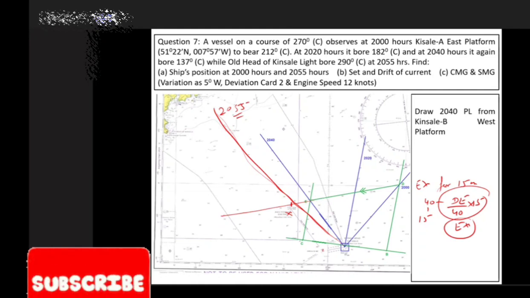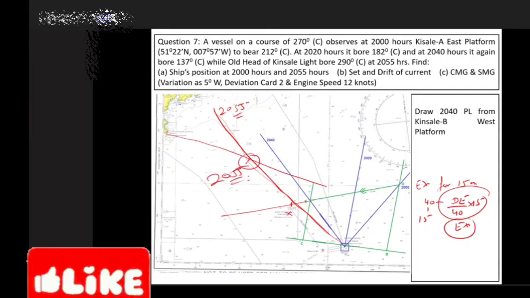Okay guys? And now you draw the 2055 PL from Kinsale. Wherever they intersect, this becomes the 2055 fix. Please evaluate, see that you have understood. Let me know if there is any concern.